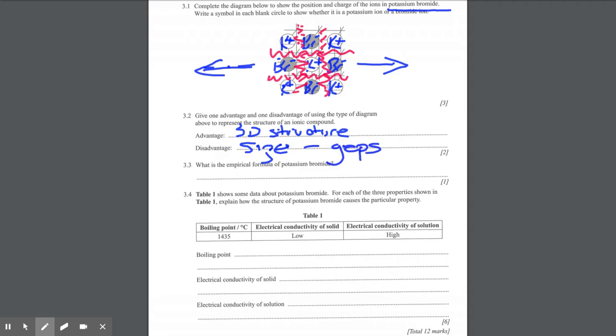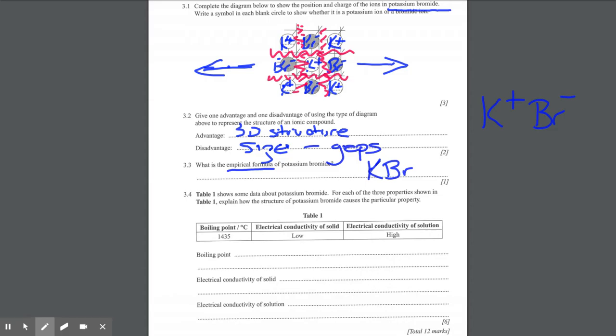Now, the empirical formula can be worked out, again, in the same way as it can be worked out from a dot cross diagram. We literally look at the ratio of the two substances, and we can see that generally there's one potassium for every bromide, but also we know that it's a K+ with a single positive charge and a bromide minus with a single negative charge. And in an ionic solid overall, the charge would be neutral, so we need one of each to balance out the charge. So we know we've got K1, Br1.